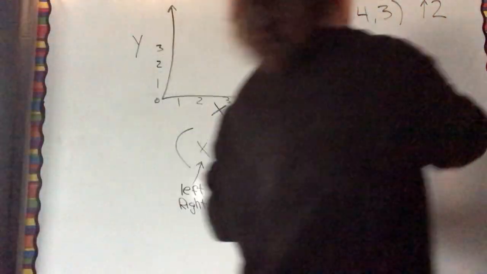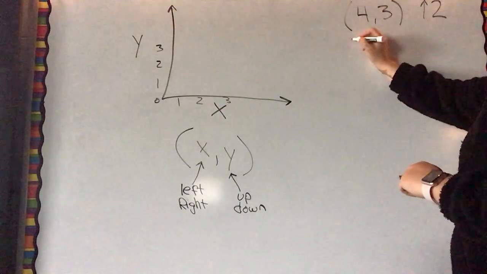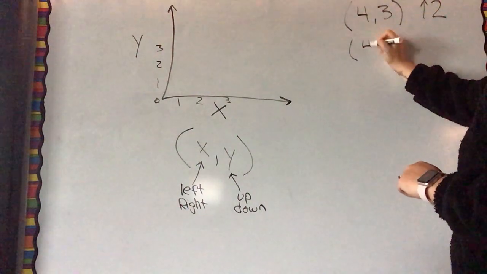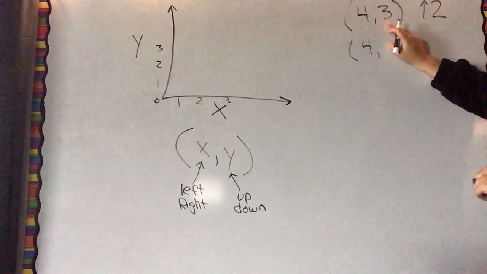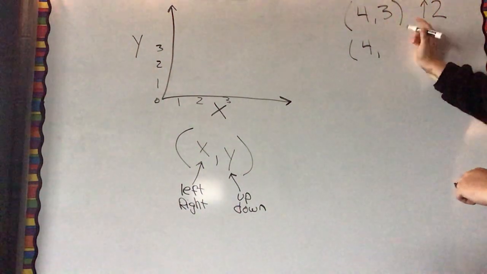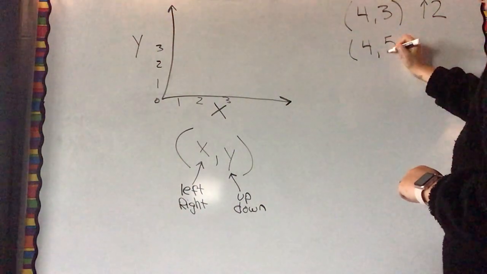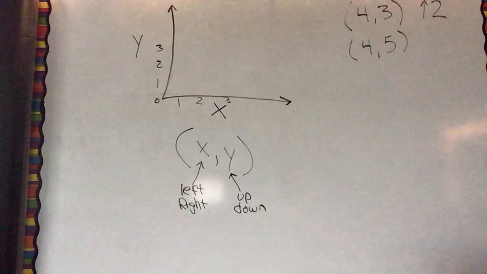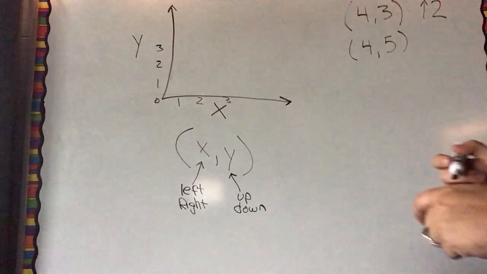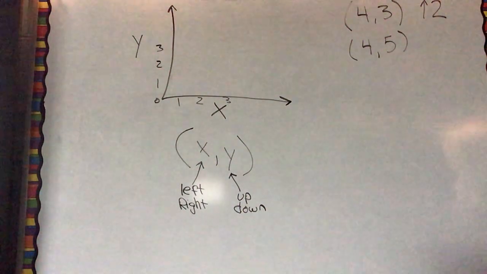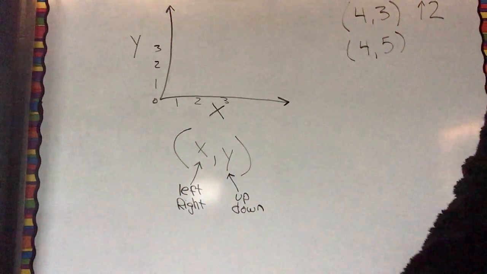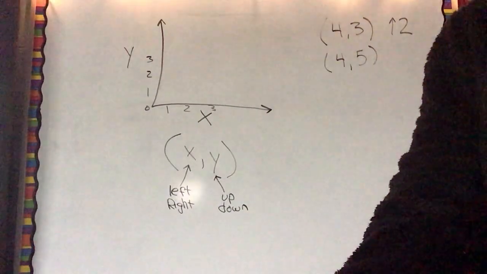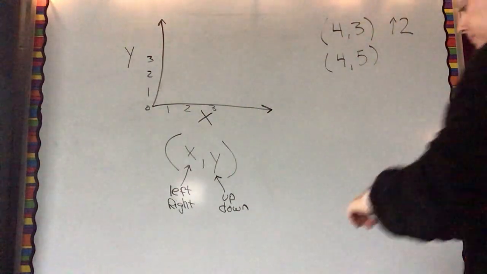So going up 2, I want to do what to that 3 then? Do I subtract 2 or add 2? I need to add 2. Very nice. So that becomes 4, 5. Is our new ordered pair then. Okay. Call that number 1. We're going to keep going on these and do some more.